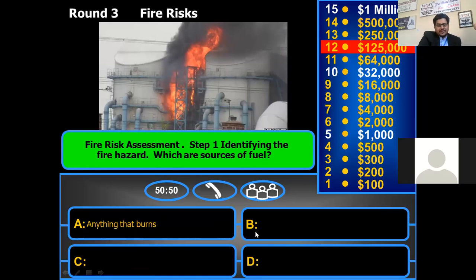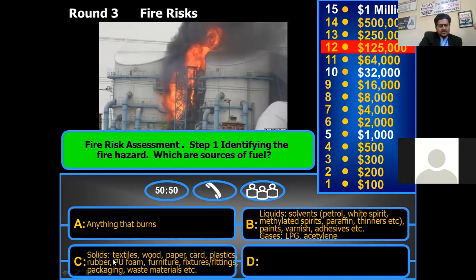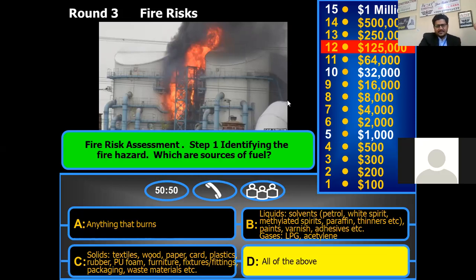So anything that burns is option A. Option B is liquid, solvents, petrol, or other solids. Could be textile, wood, and paper, and some other examples, and all of the above. What is your answer? $125,000 question is there. And you'll go with D, mashallah. Okay. All of the above. True. Excellent.